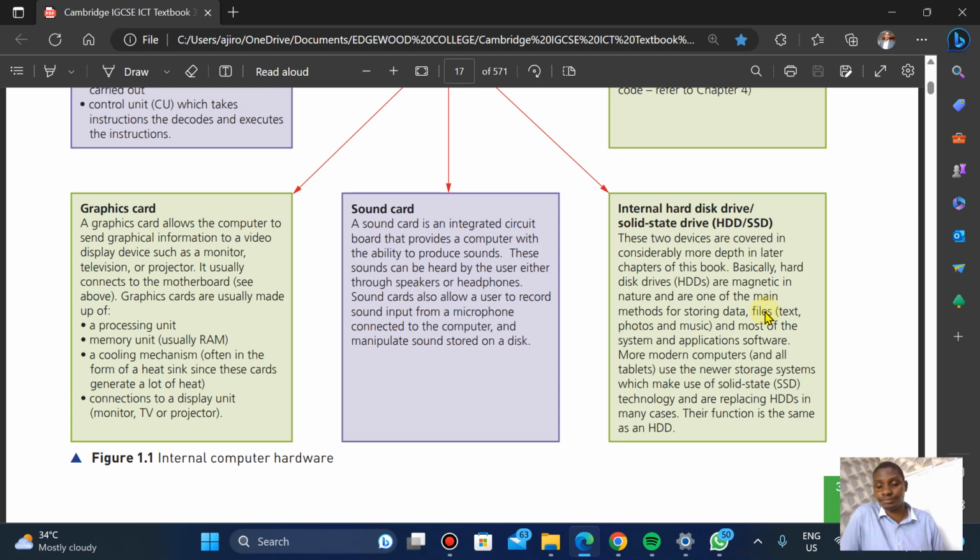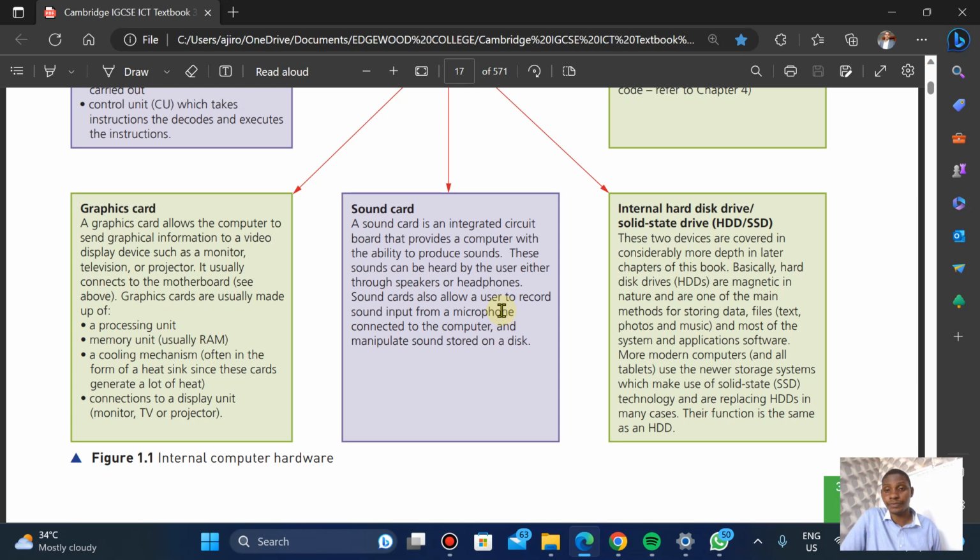Sound card. A sound card, on the other hand, is an integrated circuit that provides a computer with the ability to produce sounds. So when you have the sound card in your computer system, it enables you to produce sounds.